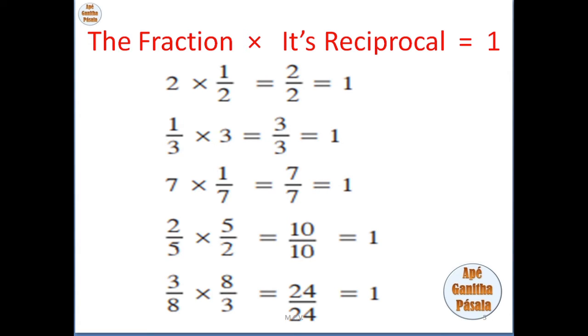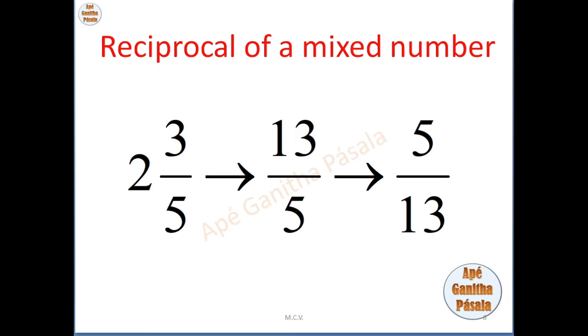Reciprocal of 3/8 is 8/3. 3 into 8, 24. 8 into 3, 24. 24 divided by 24 is 1. Then you can understand that when you multiply a fraction by its reciprocal, the answer is always 1. The product of a fraction and its reciprocal always gives 1.